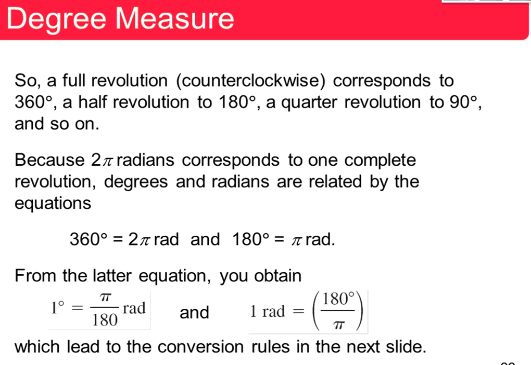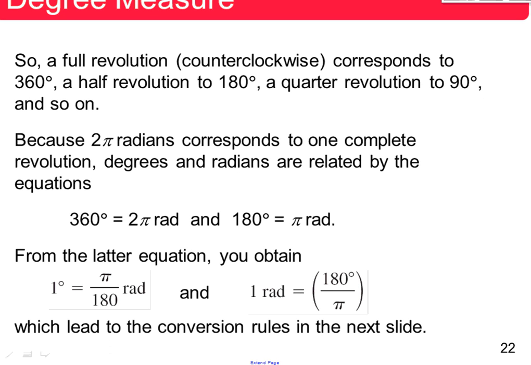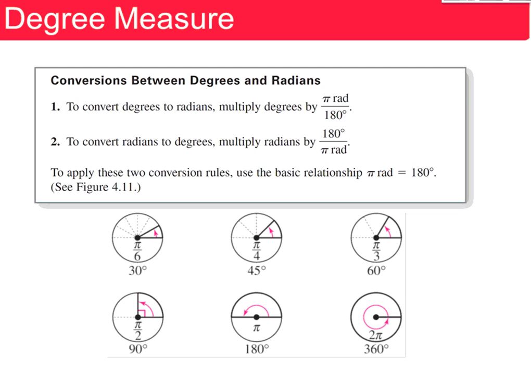And so since 2 pi radians corresponds to 360 degrees, then 180 degrees matches with pi. You don't really have to write this down because it's going to be on the next slide, the rules here. So 1 degree is pi over 180 radians, and 1 radian is 180 over pi degrees, which leads to these conversion rules. These are the rules you want to know.